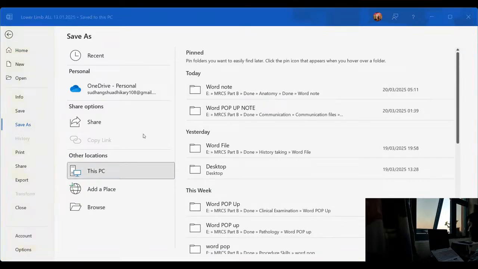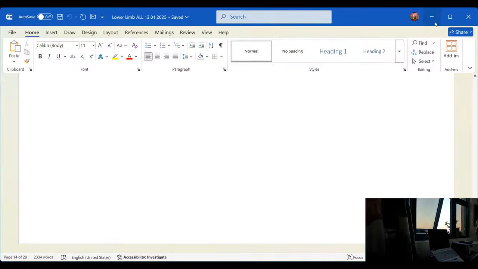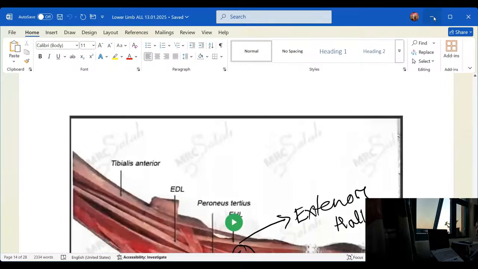So we have completed the whole anatomy. Finish. Lower limb is also finished.